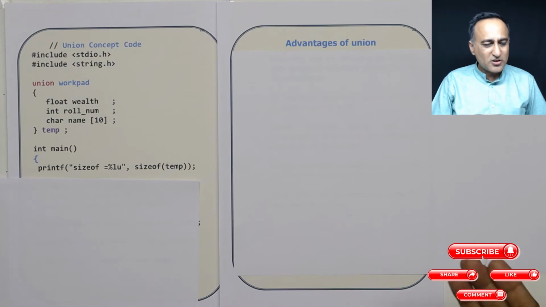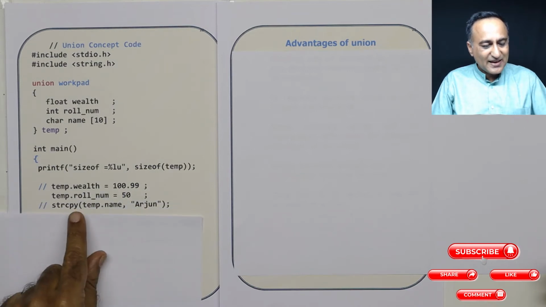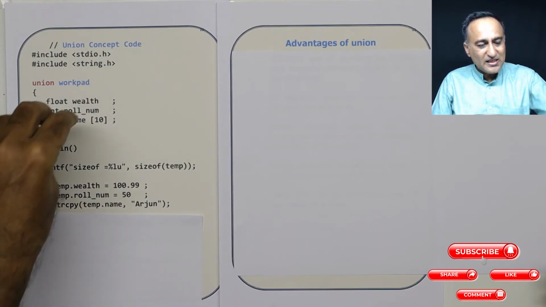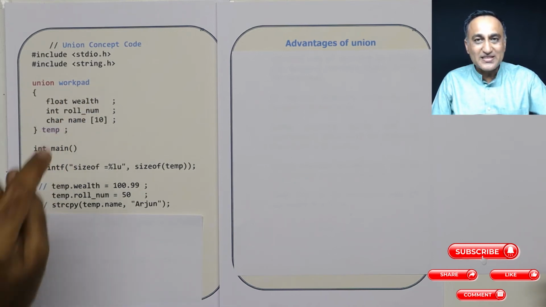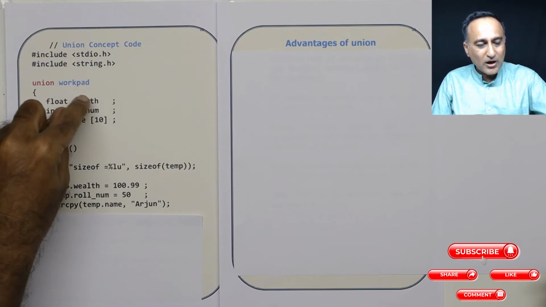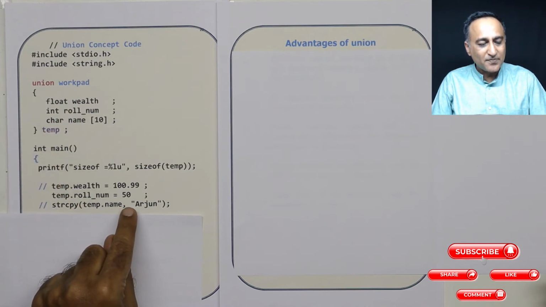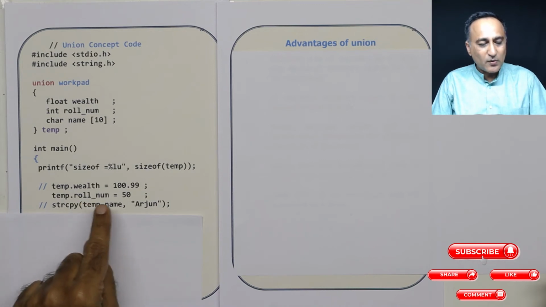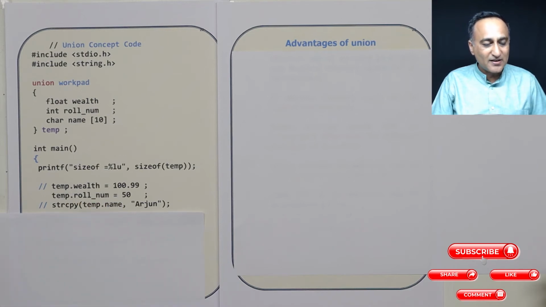Now you must be wondering, what is the use of this? You'll really understand now. Suppose I say temp dot roll number is equal to 50. The moral of the story here is, in the union I can meaningfully use only one of these three variables at a time. Since all are referring to the same memory location of 10 bytes, if I say roll number is 50 and try to print wealth or name, you will have garbage printed out. But roll number will contain 50 and I can use roll number as a temporary variable for doing different things.